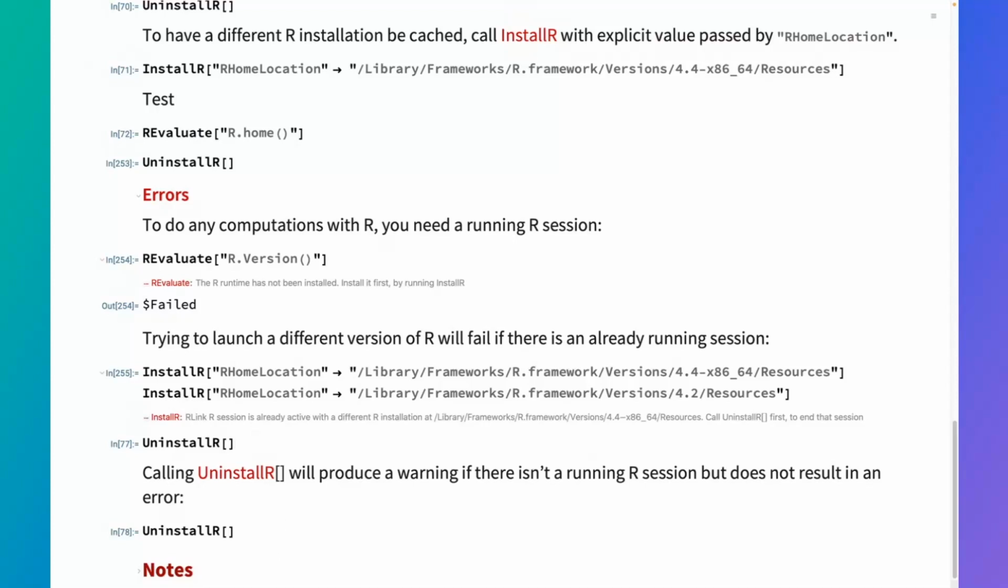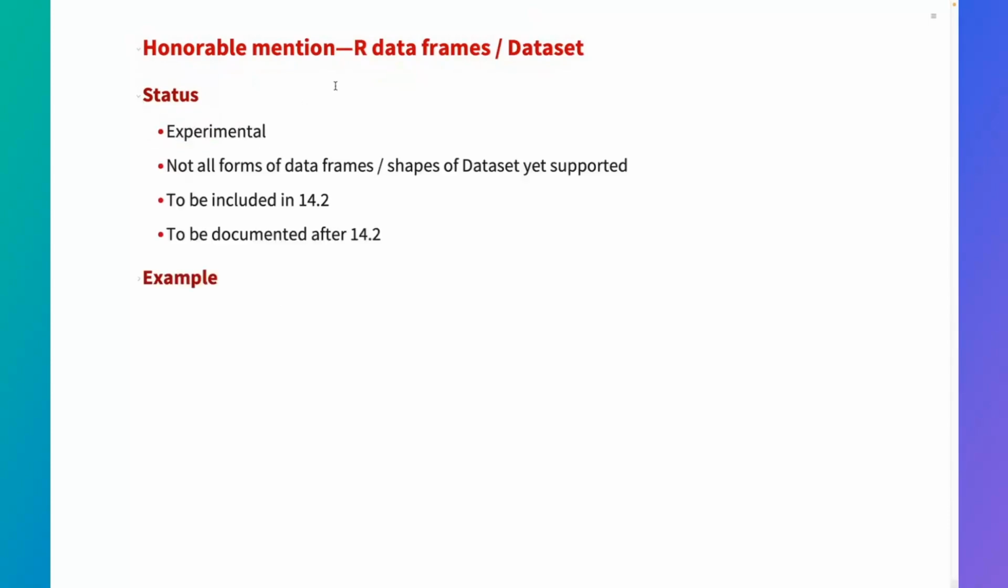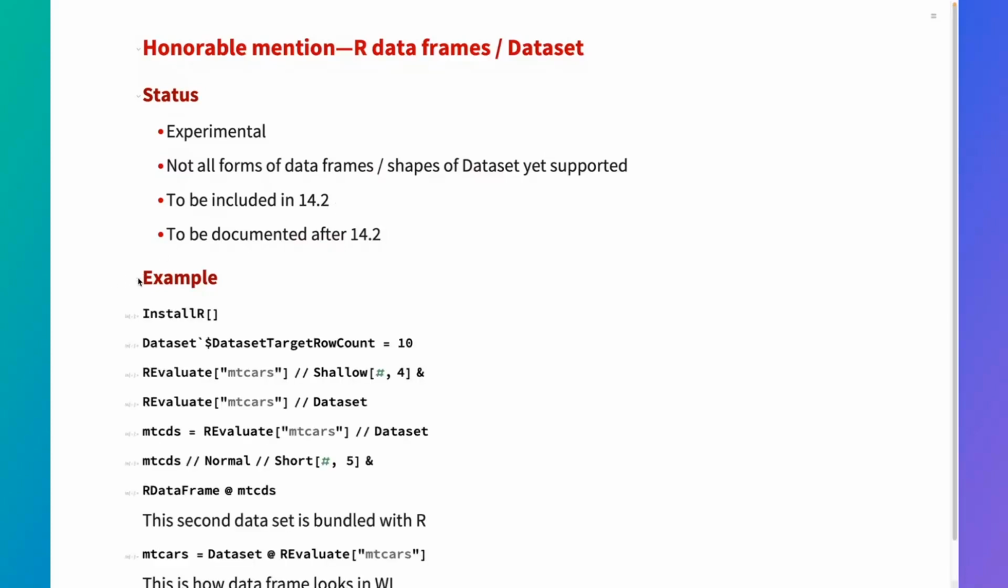Okay, that has been the overview. Now, the new features. First, a smallish feature which probably needs just an honorable mention, which is this dataset with R data frames interop, which is now better, and it's experimental. It's not yet supported on all data frame shapes in R. It's going to be included in 14.2, and it's going to be documented probably after 14.2.